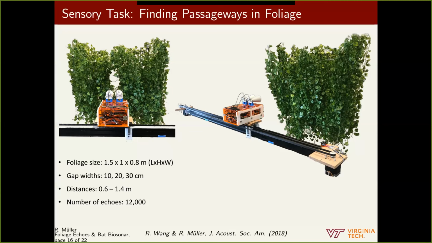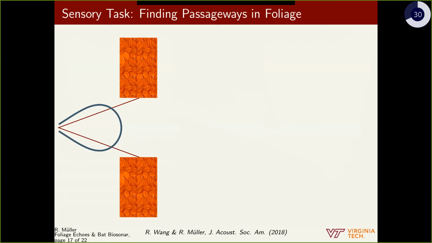One of my PhD students, Ray Howe, has built an artificial hedge from these plastic vines that you can buy online, with a little cleft here. You see our little bat-like sonar head looking at that, and in the middle there's the hole. Detecting a hole in clutter like that is a difficult problem. The typical approach for a sonar engineer would be to have a beam that fits into the gap. Up here the foliage is the orange thing, and the beam is the blue thing.